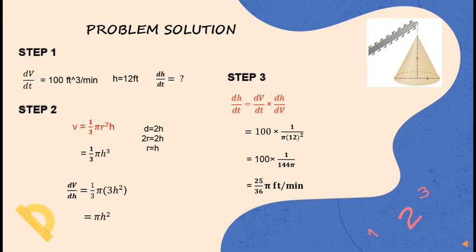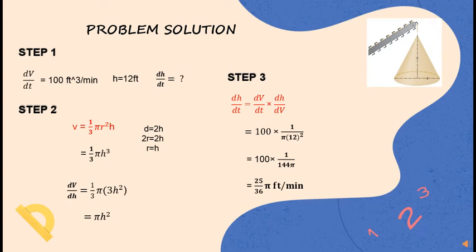First, we know that 100 cubic feet per minute represents dV over dt, and we know the current height is 12 feet, and the goal that we need to find is dh over dt. So we start with the volume of the cone, which is 1 over 3 pi r squared h. Next, we need to get rid of the r and replace it with h. There's a sentence that states the diameter is 2 times the altitude, so d is equal to 2h. D can also equal 2r, so 2r is equal to 2h. So we can see the radius is equal to the height. Therefore, we can replace the r with h, so it becomes 1 over 3 pi h to the third power.